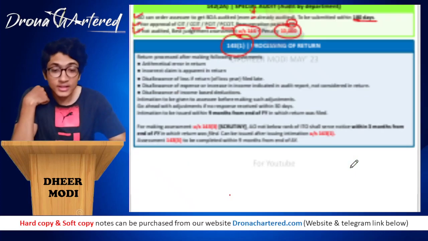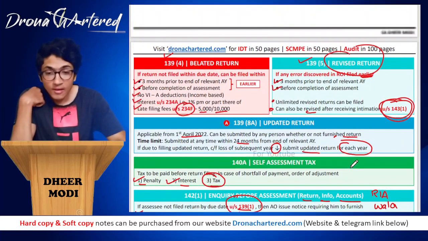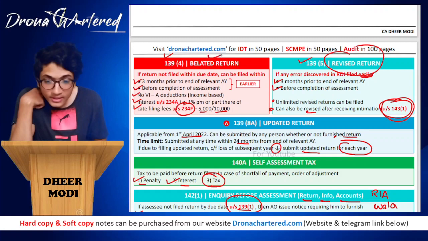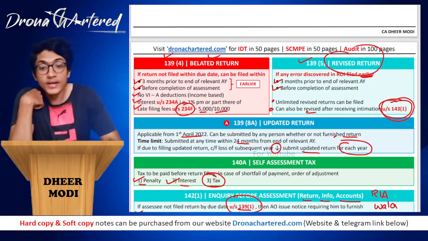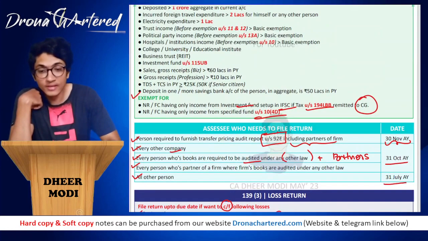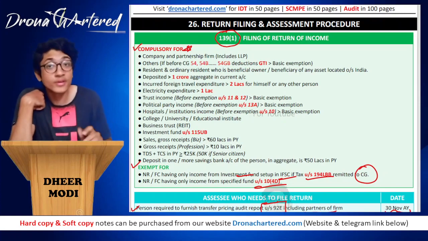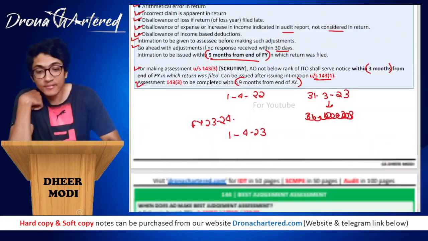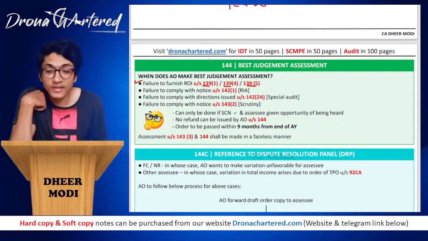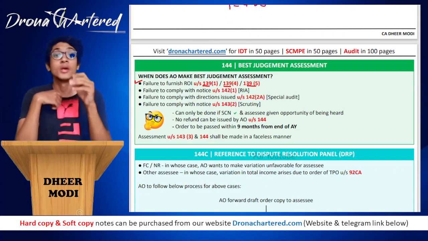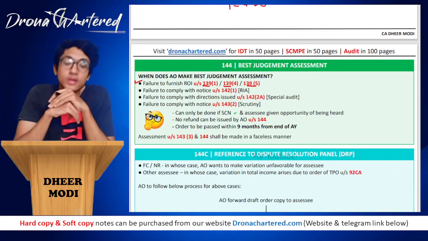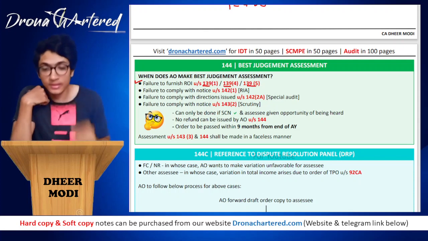What is your section 139.4 and 139.5? 139.4 is your belated return and 139.5 is your revised return. And this was your 139.1, if you don't remember. That is filing of return of income. So 139.1, 139.4 and 139.5. If you have failed to furnish your return of income under these sections, best judgment assessment.